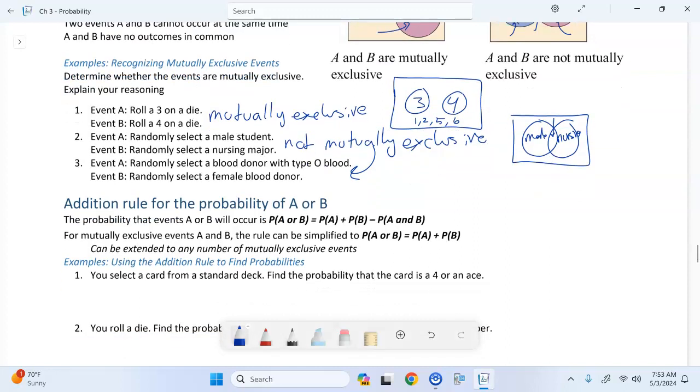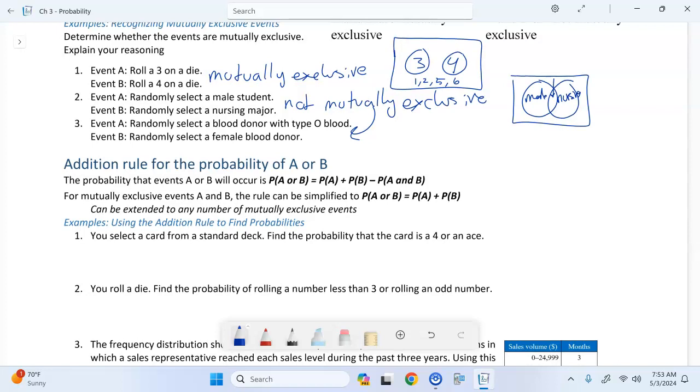So once we've established whether they're mutually exclusive or not, then we can go into the addition rule, which says that the probability of event A or B will occur, and again, that keyword is "or." Multiplication rule we use with the word "and." Addition rule we use with the word "or." The probability of event A or B occurring is going to be the sum of the individual probabilities minus the probability that both will occur.